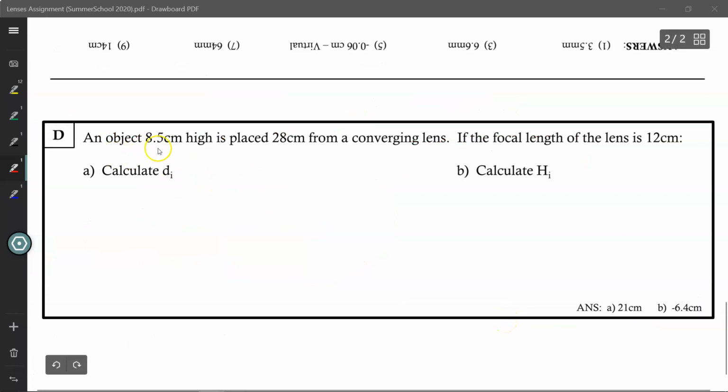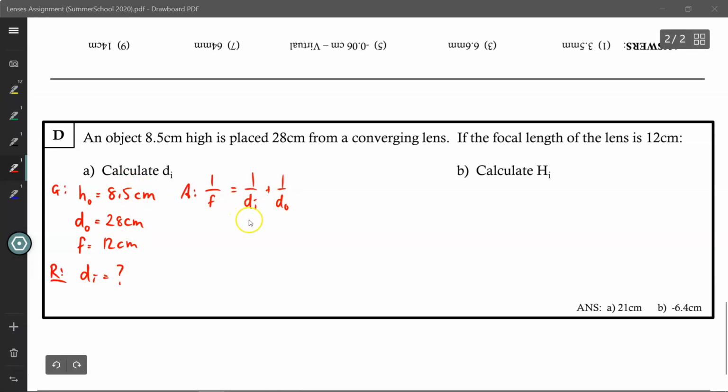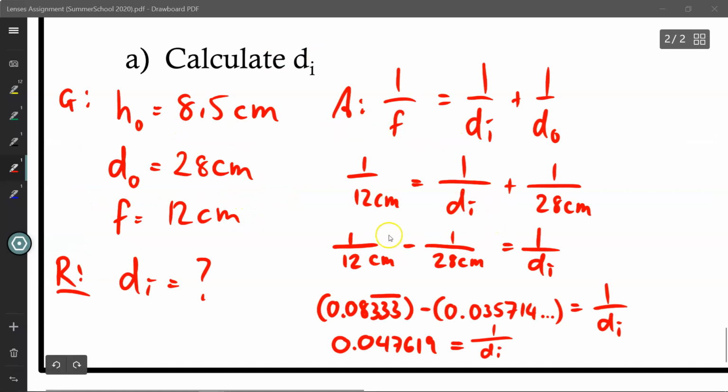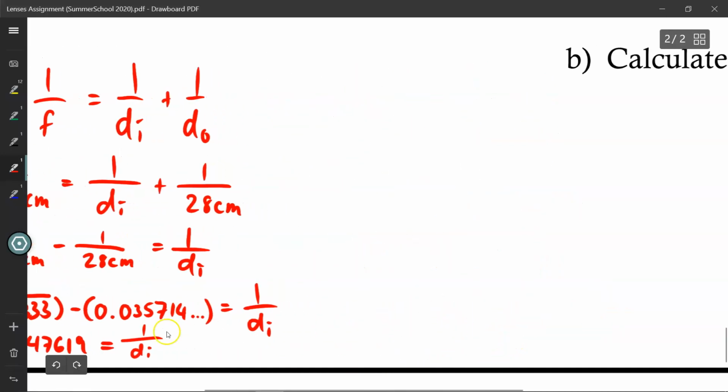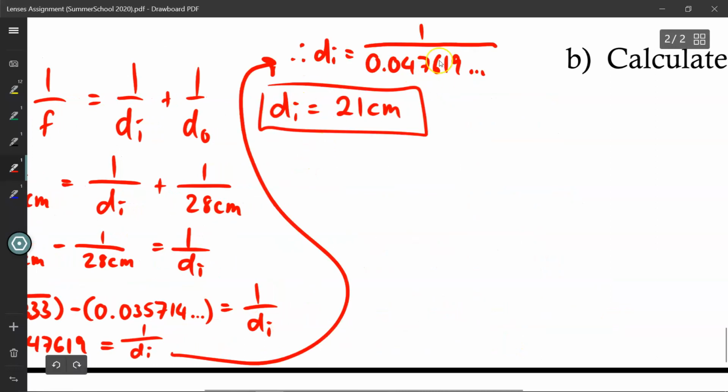All right, so an object is 8.5 centimeters high. So height of the object is 8.5 centimeters, and it is placed 28 centimeters away from a converging lens. So the distance of the object is 28 centimeters. If the focal length of the lens is 12 centimeters, calculate the distance of the image and the height of the image. Let's start off with this one. So I'm going to look for the distance of the image. So again, I'm going to use this equation. Substituting the values in, rearrange the equation, convert it to decimals, and I end up with 0.047619. As always, I'm not trying to solve for 1 over di, I'm trying to solve for di itself. So solving for the reciprocal, I get 21 centimeters as the distance of my image.